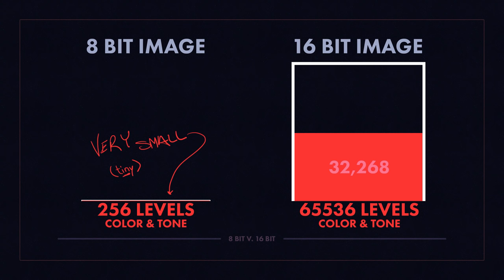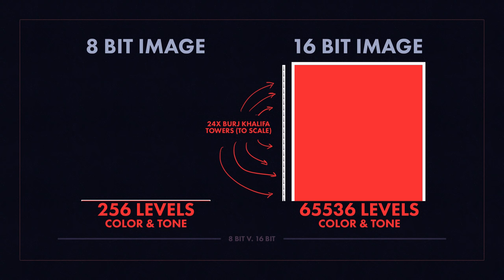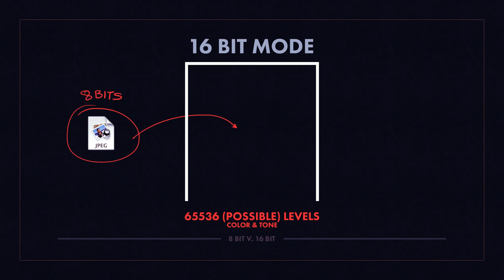And in keeping with the empty city building analogy of earlier, an 8-bit image would be like a 256-foot tall tower, but a 16-bit image would be over 65,000 feet tall. That would be a building 12 miles tall, or think of it as 24 Burj Khalifas, all stacked one on top of another. So why not just open any old JPEG as a 16-bit image in Photoshop?